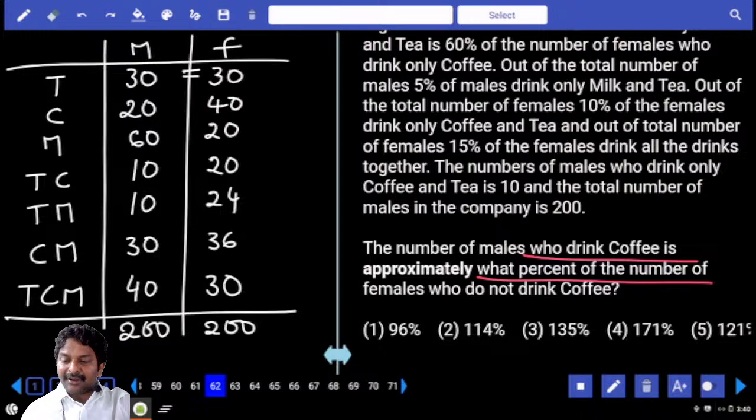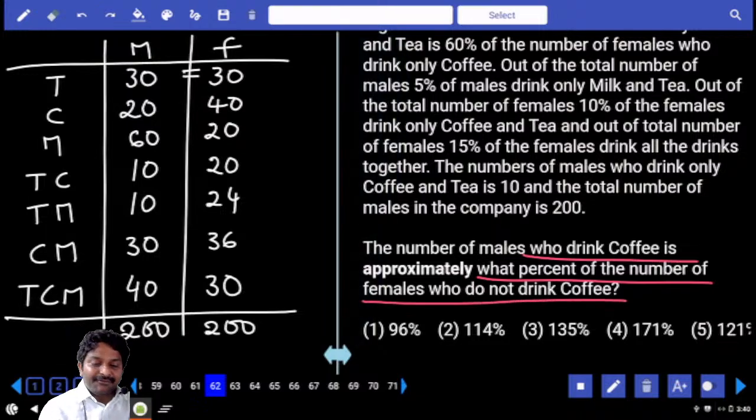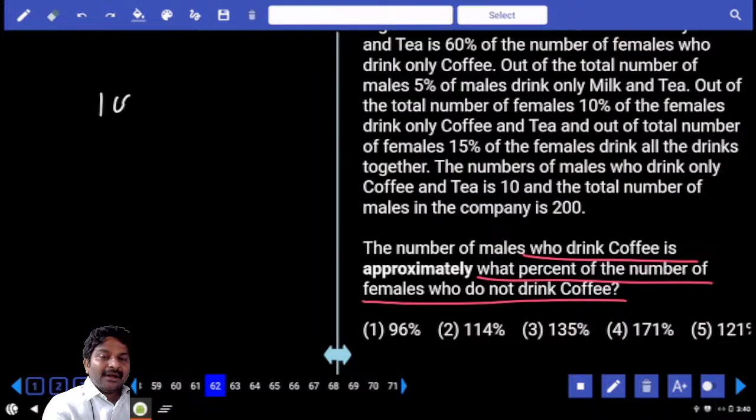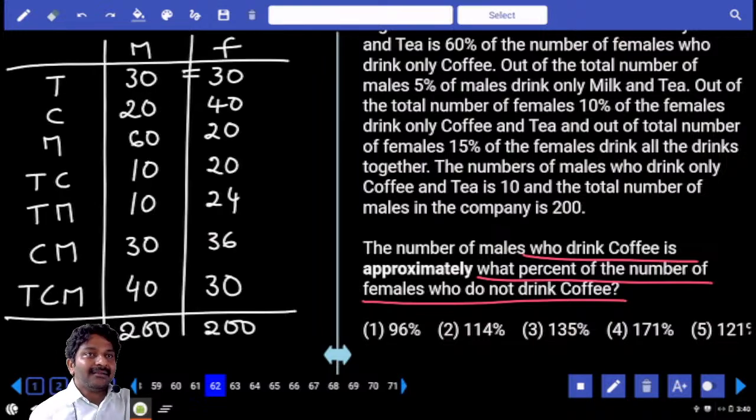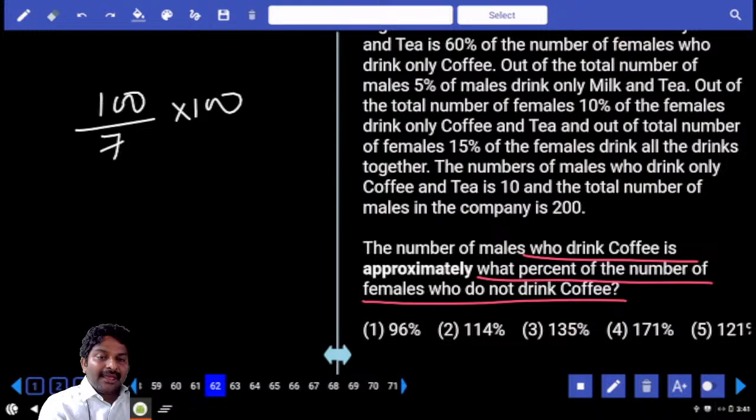Approximately what percent of number of female who do not drink coffee? So, 100 as a percentage with respect to female who do not drink coffee. Only tea, only milk, tea and then milk. Except these 3, remaining 4 numbers will have coffee in it. Add those numbers. 74. Can I approximately write it as 75?